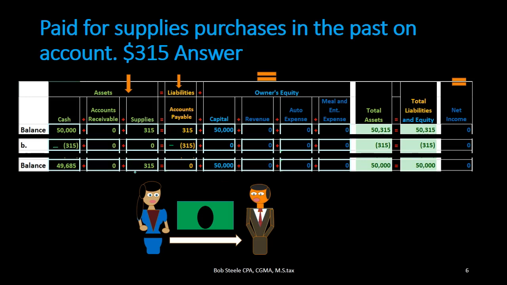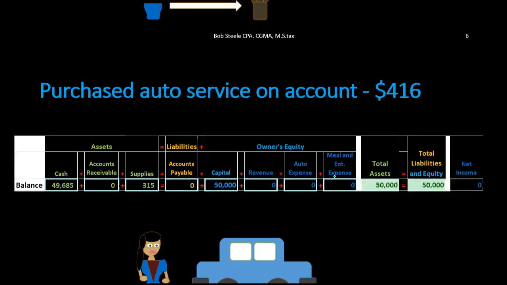Then if we were to add up our assets, our liabilities, and equity, total assets are cash 49,685 and 315, totaling 50,000. And the liabilities and the equity now just being 0 in the payable and 50,000 in capital, to be a total of 50,000. No effect on net income, no effect so far on revenue or expenses.